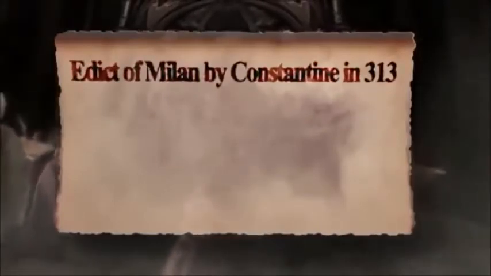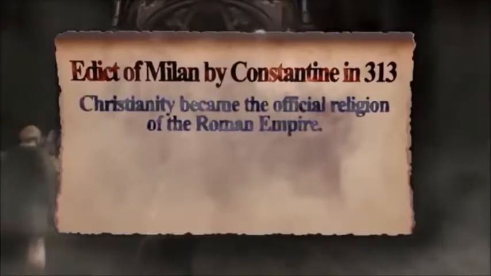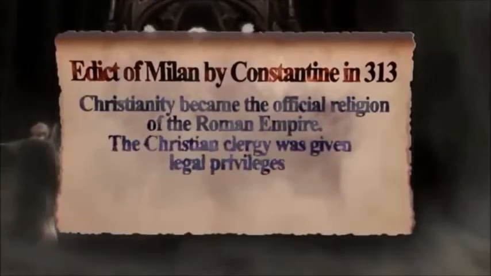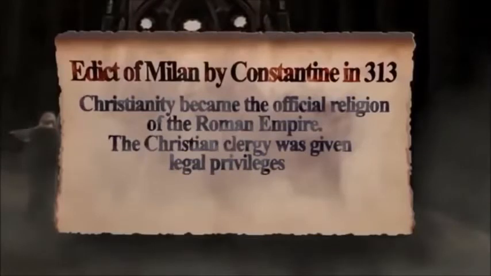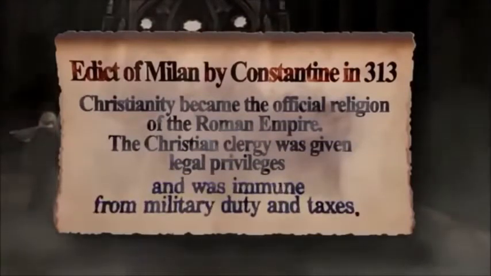The early church was oppressed by many emperors, but there was a turning point during the reign of Emperor Constantine in the 3rd century. In 313, Emperor Constantine proclaimed the Edict of Milan. The edict approved Christianity as a legal religion of Rome and gave legal privileges and immunity from military duty and taxes to the Christian clergy.